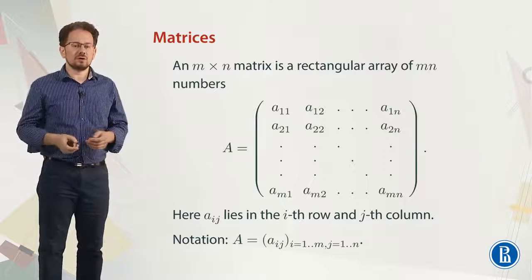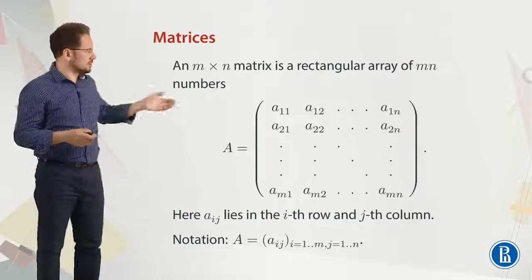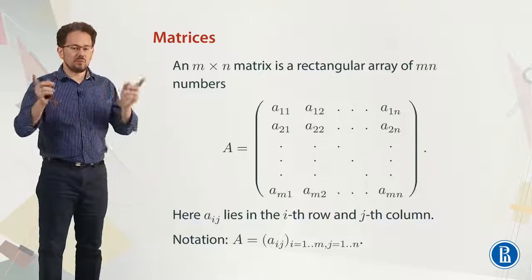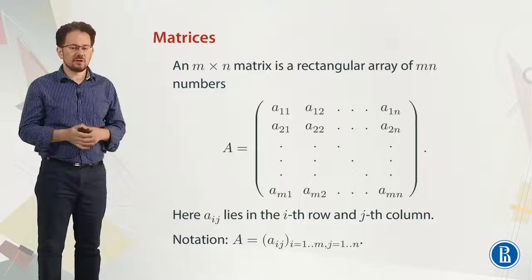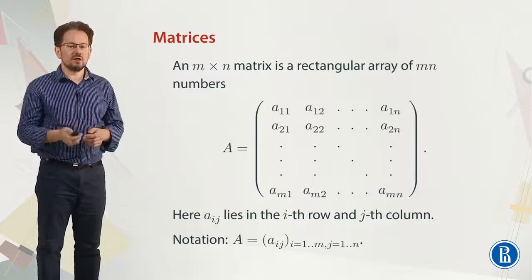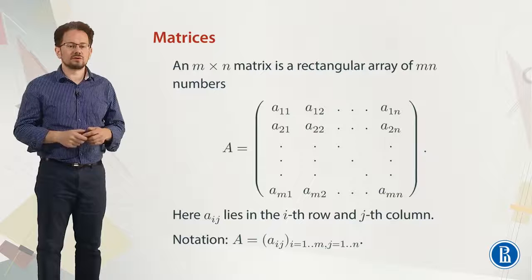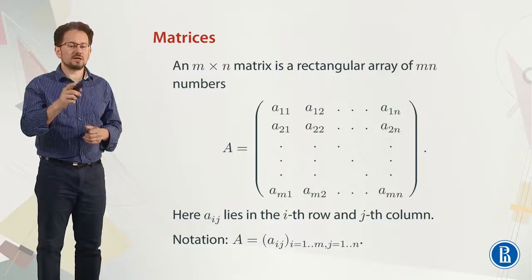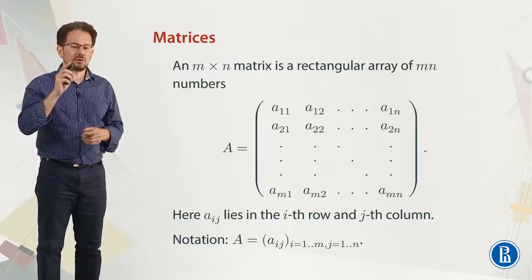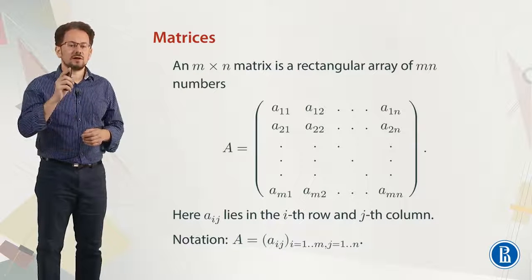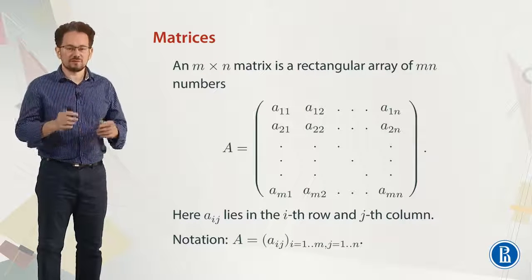Look at the notation at the top: a sub i j with parentheses, and the limits for i and for j are on the top. So the first index i denotes the row number, and the second index j denotes the column number, not vice versa.